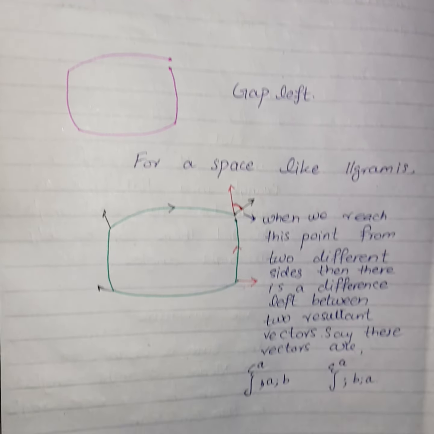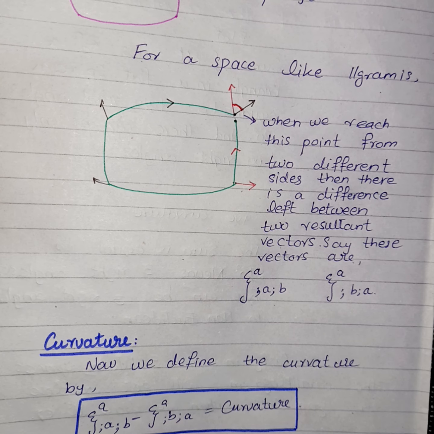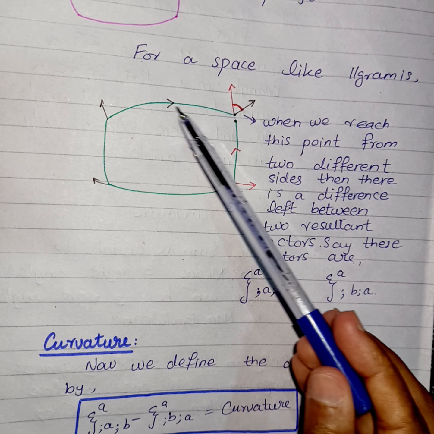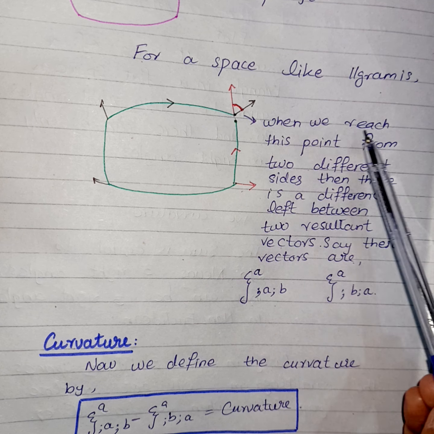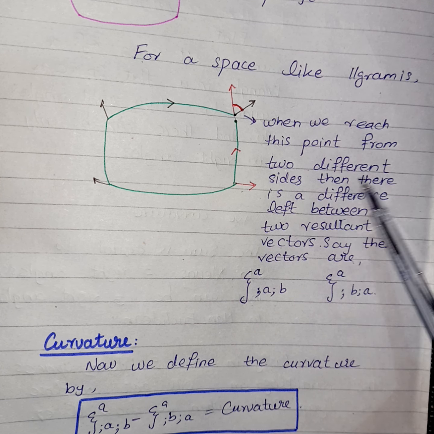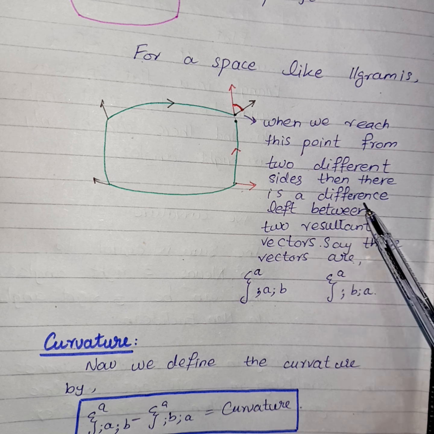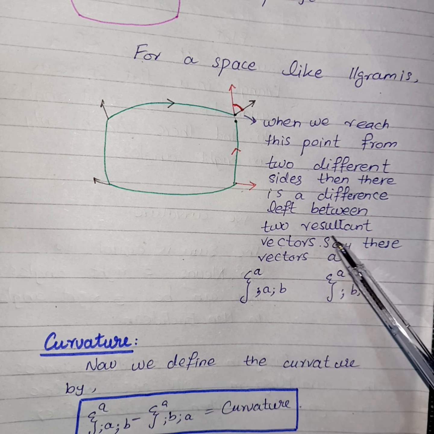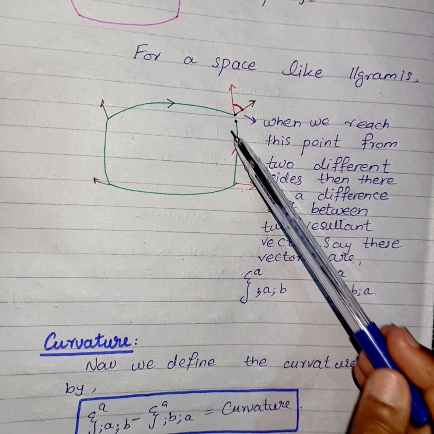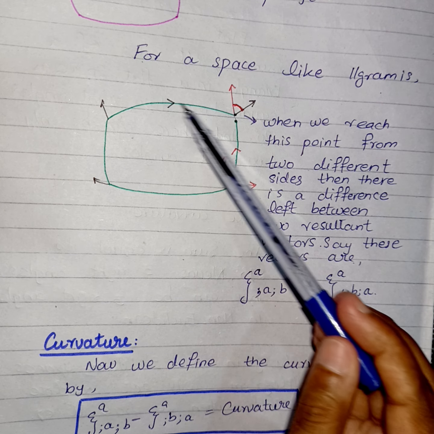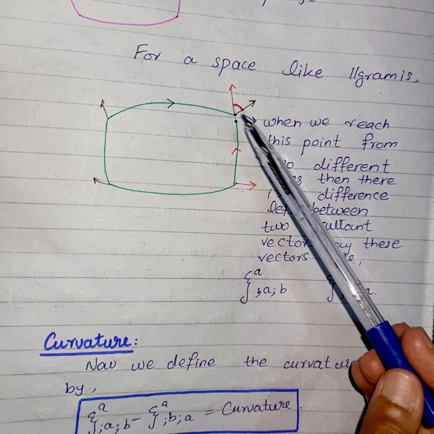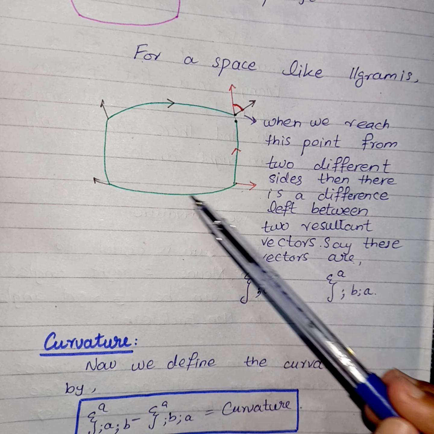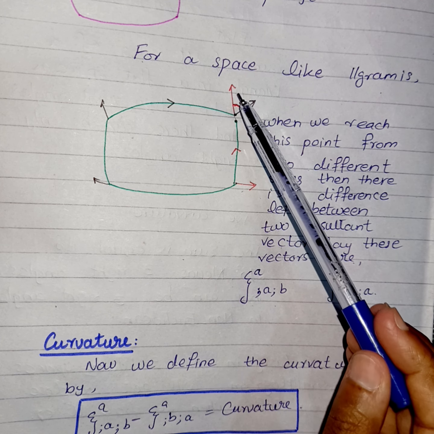Now students, we will define the curvature. For example, we have a parallelogram in a space of positive curvature. Now students, this is the point. When we reach this point from two different sides, then there is a difference left between the two resultant vectors. For example, first of all, I will take a vector and move this way and I will get this vector, and then after that I will take a vector and move from this direction and I will get this vector.